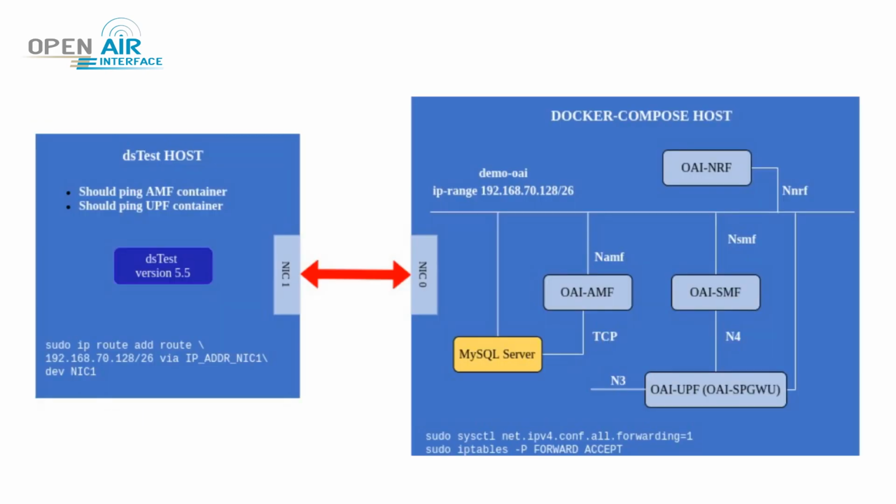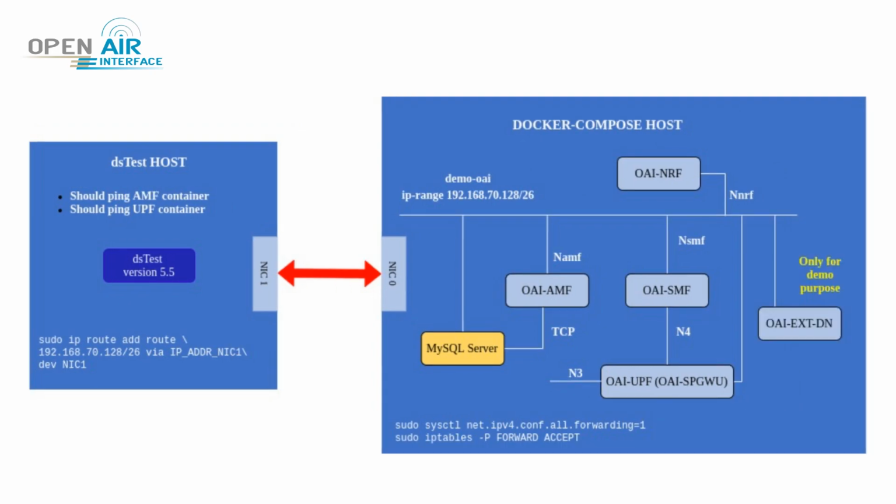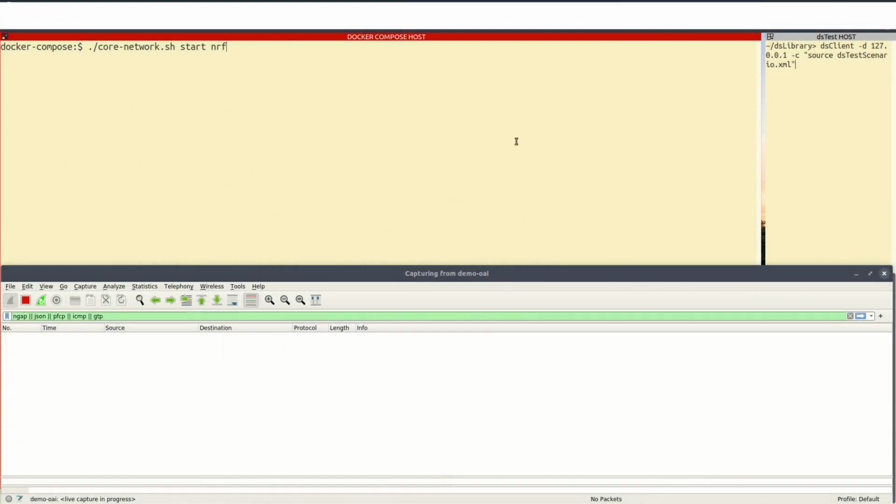I will start by explaining the testbed. There are two different host machines, DS test host and Docker Compose host. In the Docker Compose host, all the core network components are running and they are attached to the same demo OAI bridge. In the other machine, the DS test is deployed, though for this demo, there is an extra container, OAI external DN, which is not needed in general deployments. This container is used in the demo to simulate UE downlink traffic. Now I will start with the demo.